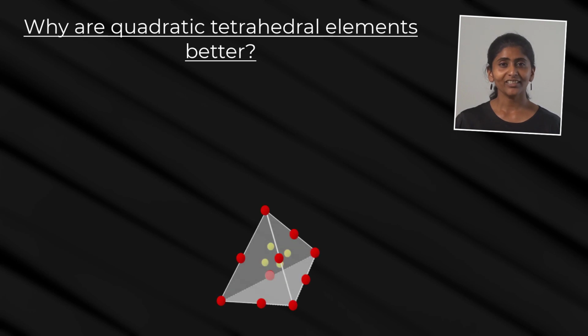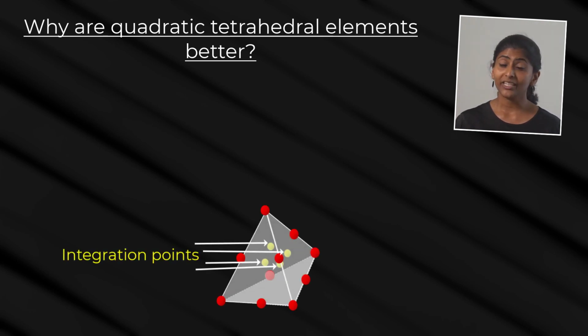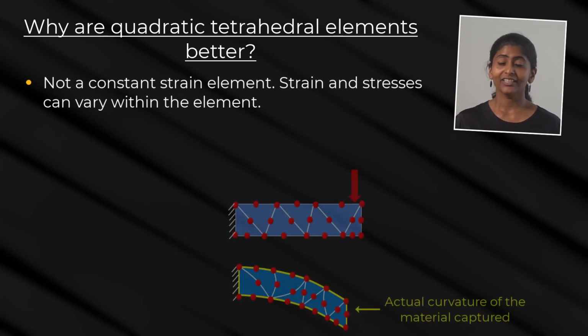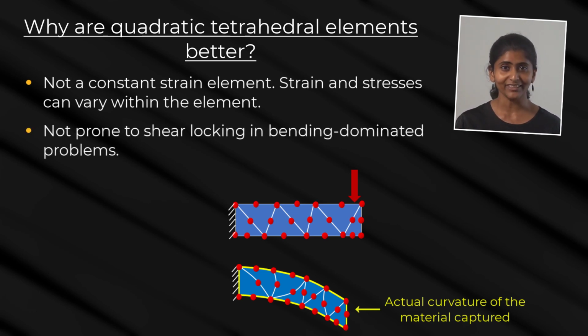Second-order tetrahedral elements have 4 integration points, meaning that strain and stress are evaluated at 4 locations in the element. Hence, strain can vary within the element, so it can capture the stress and strain gradients effectively. In case of bending dominated problems, the additional mid-side nodes also help to capture the curvature present in the actual material. So second order elements do not generate spurious shear stresses and shear locking is not an issue.